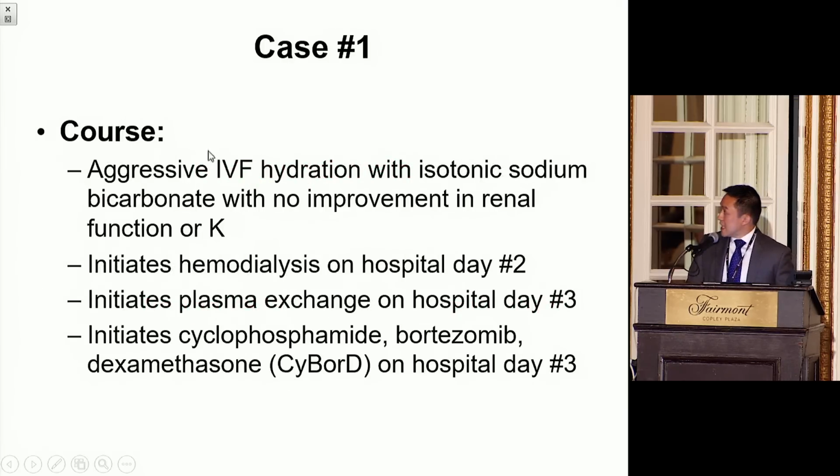So he gets admitted to the hospital. He gets aggressive IV fluids with isotonic sodium bicarbonate with no improvement in his kidney function or hyperkalemia. He is started on dialysis on the second hospital day. On the same day, the decision is made to start him on plasma exchange, and he starts chemotherapy with CyBorD, a commonly used myeloma regimen, on hospital day 3 as well.